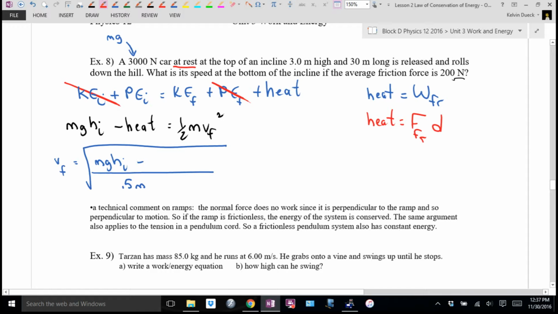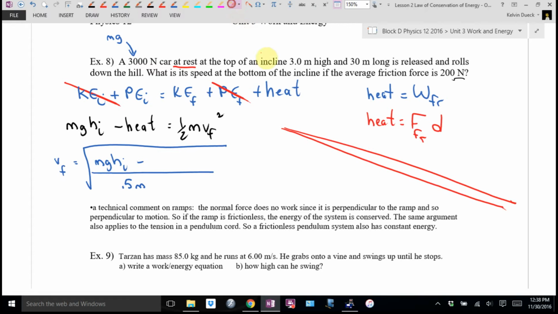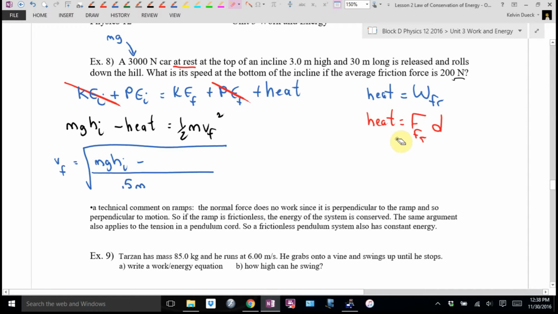Now, which distance am I going to use? I think friction is acting along the ramp, so I think I'm going to use the distance along the ramp. Am I going to use the 3 or the 30? I'm going to use the 30. You okay with that, Jeelan? So I'm going to argue this is going to be the force of friction times 30, times distance.